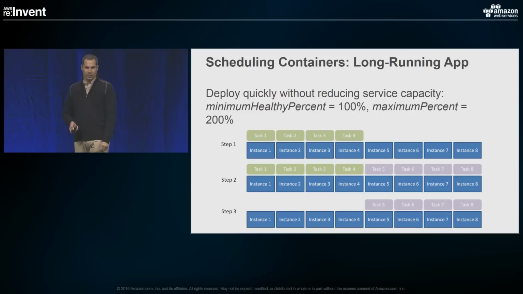For a long-running app, this is basically just the converse of what we just talked about. Instead of decreasing the number of services, we're going to increase. So you can also say, well, I need 100% at minimum, but I can go as high as 200%. In this case, you can see in step 2 we have twice as many of these running as we did in the previous step. And then finally, in step 3, we get rid of the extra ones and go back to 100%.